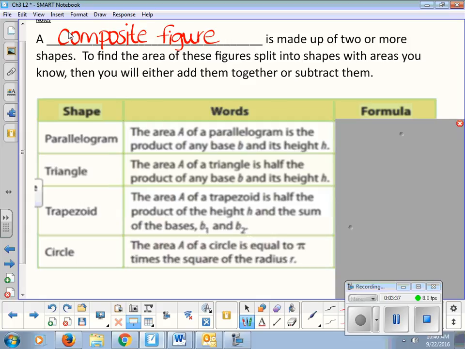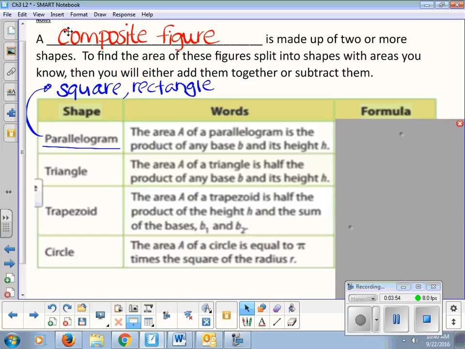Four basic area formulas. When you think of parallelogram, what are some shapes you think of? Square. Yes, that would be a square or a rectangle. And who knows our area formula for that? Isn't it base times height? Yep. So the area A of a parallelogram is the product of any base b and its height h. So we're using the formula A equals base times height, or bh.